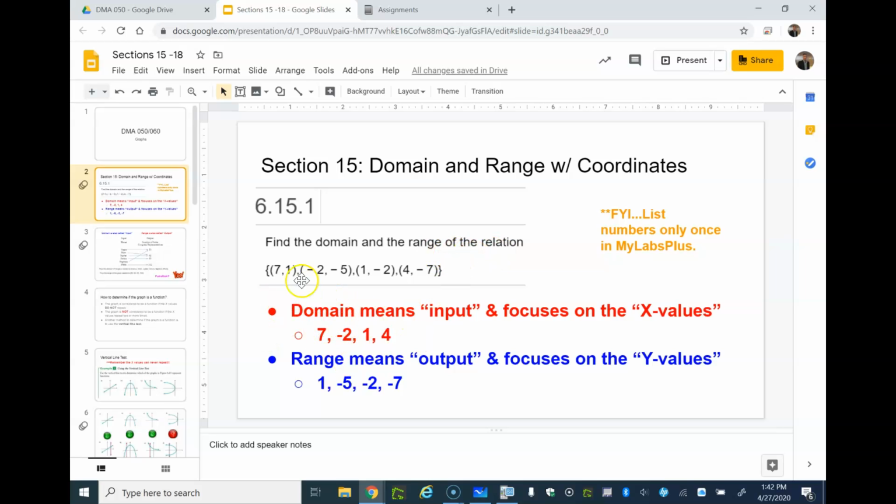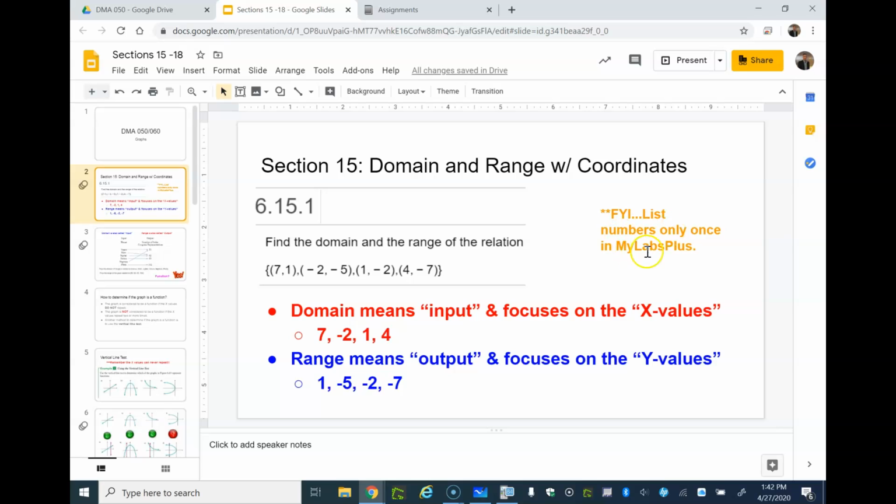So the answer for this particular one is 7, -2, 1, and 4 for the domain. The range is just going to be 1, -5, -2, and 7. So it's basically just picking out the x's and y's for the domain and the range.